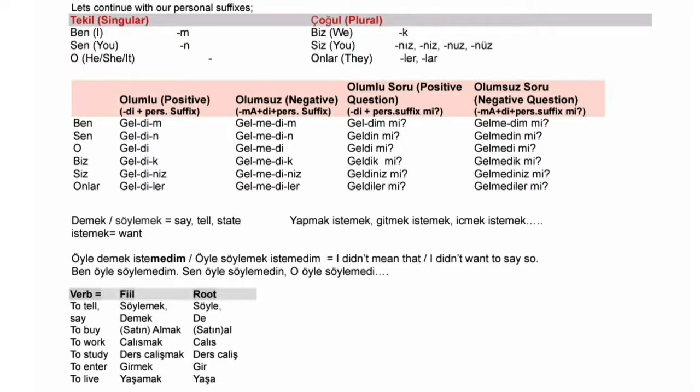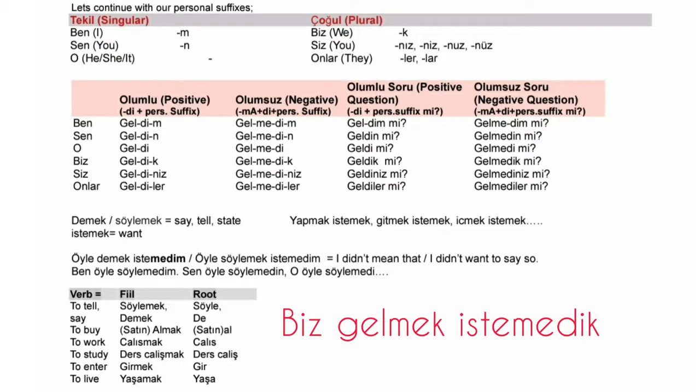Gitmek istemek, want to go. İçmek istemek, want to drink, that sort of things. For example, yapmak istemedim. Sen yapmak istemedin. You can continue. O yapmak istemedi. Biz yapmak istemedik. Or gelmek istemedik. Here we used gelmek, so combining with want. Gelmek istemedik. Biz gelmek istemedik.